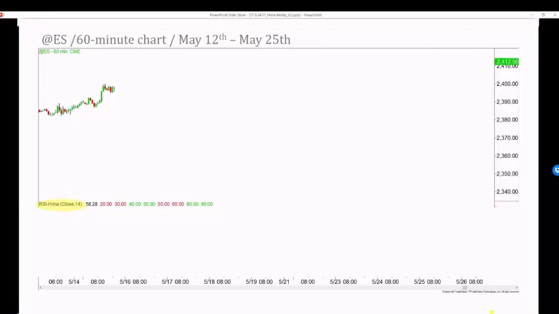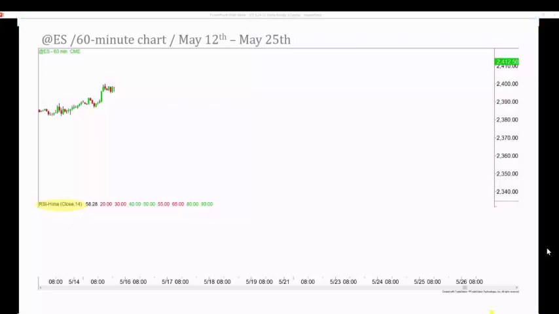So I want you to pay attention to the left side of the screen. Pretend that this is the trading day unfolding, or the trading hour, or whatever it is, okay? So right now we're on an ES 60-minute chart, and here we go.